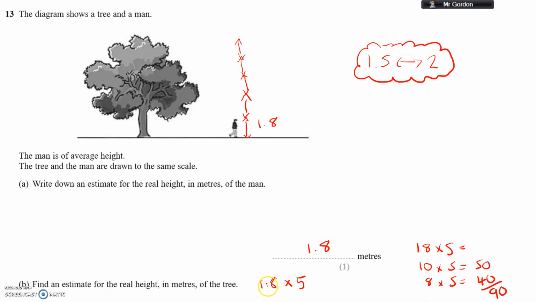But obviously I had a decimal place in my question, 1.8, and I took it out to get 18. So I need to put it back in. It's going to give me 9.0. So one potential answer could have been 9 meters, but the idea was you times it by 5 times your original answer to part A, or 6 times your answer to part A.